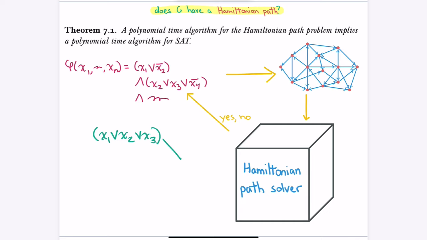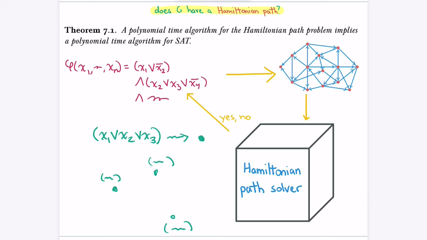Okay, so I can try to map each clause to a node. So that means I'm going to have various nodes corresponding to clauses. Okay, that's at least a good pattern match. Hamiltonian path says you have to visit all the vertices, and SAT says you have to satisfy all the clauses. So at some level, clauses should map to vertices.